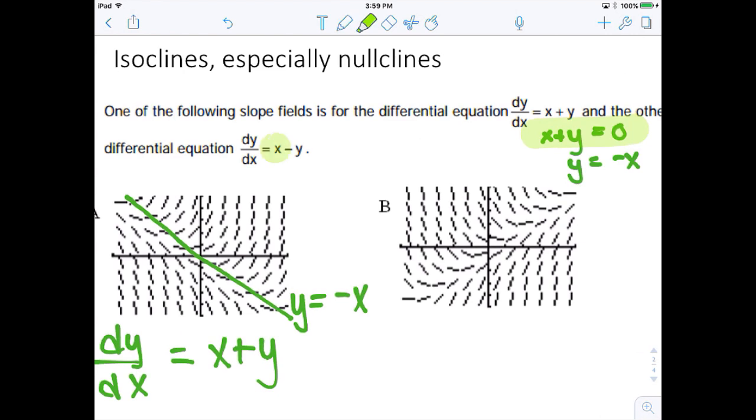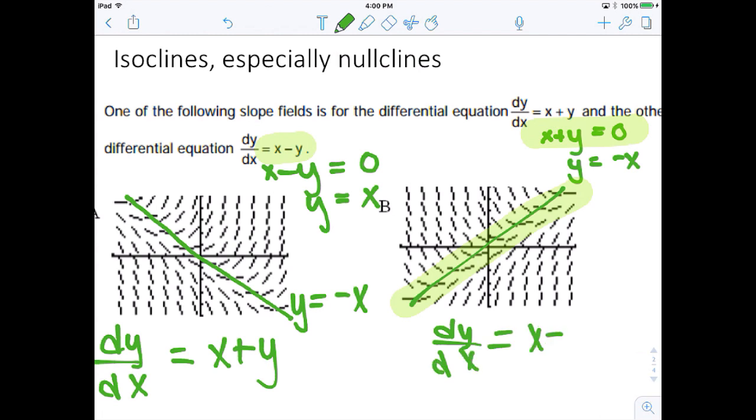Now for this one, I'm saying, okay, well, x minus y would equal 0 anywhere where y and x are equal, right? So that would be where my null line would be for that. And so if I look along the line y equals x here, that is my null line for that. And so this is dy/dx equals x minus y.